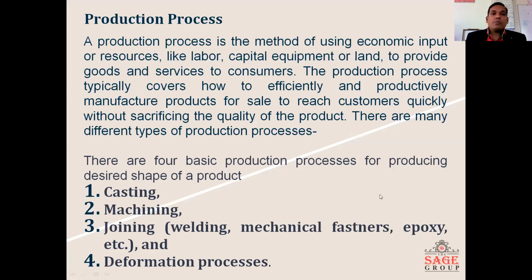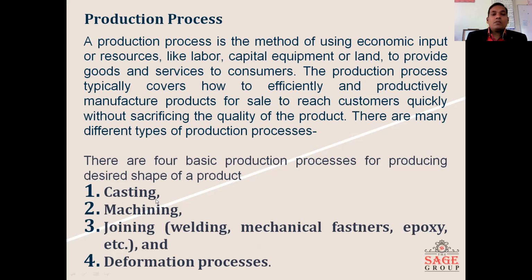As you can see, the production process. A production process is the method of using economic input or resources like labor, capital, equipment or land to provide goods and services to the consumer. Generally, the production process can be divided into four categories or four methods of doing the production. That is casting, machining, joining. In the joining, there is welding, mechanical fasteners we can use, epoxies, etc. And the last one, that is the deformation process.